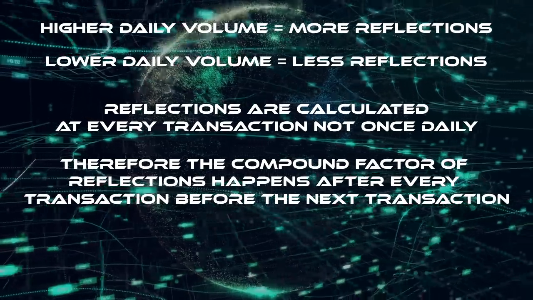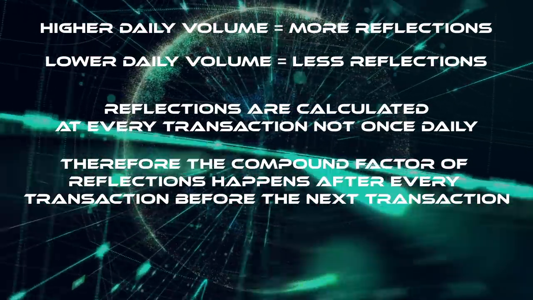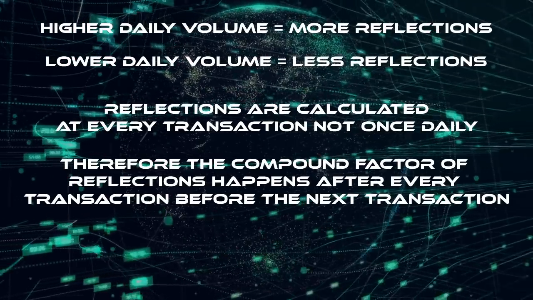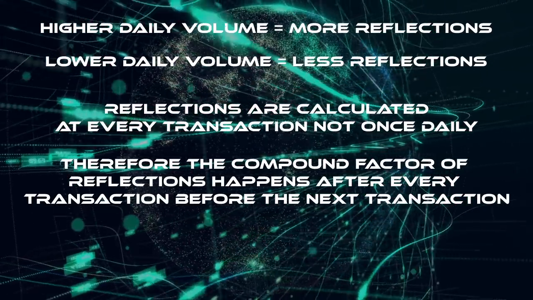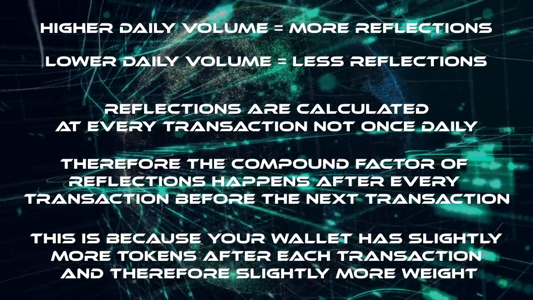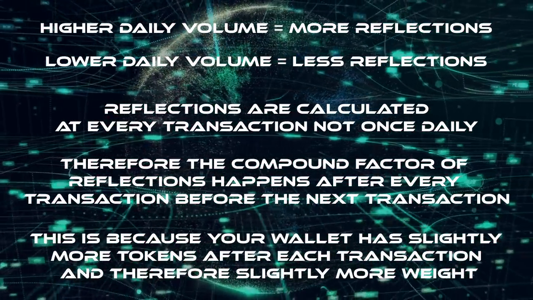This means the compound factor of Safemoon reflections happens not only on a daily basis, but actually after every transaction, meaning the weight of your Safemoon wallet grows after every transaction before the next transaction, and therefore the next set of reflections are paid out. This means the amount of reflections you would receive at the next transaction is slightly higher than the previous transaction. This basically means that your reflections receive reflections along with your initial holdings at each transaction, over thousands of transactions per day. This is commonly referred to as a compound effect.